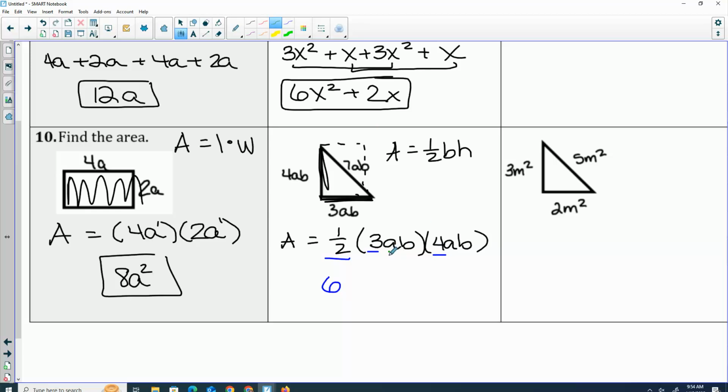We multiply our a's. A times a. Each of those is the first. So you add those exponents. So it's a squared. You do your b's. B times b. So add those exponents. So it's b squared. 6a squared b squared.